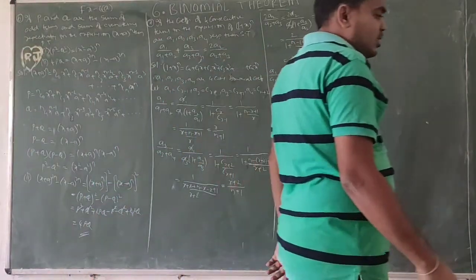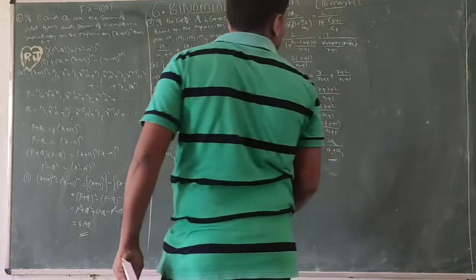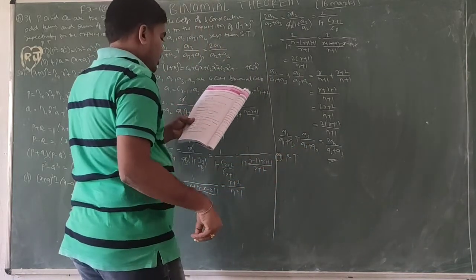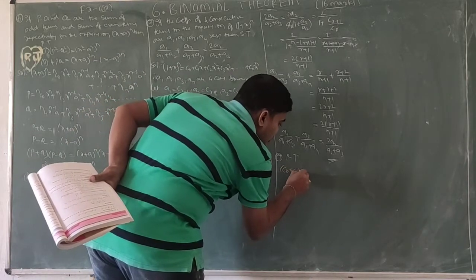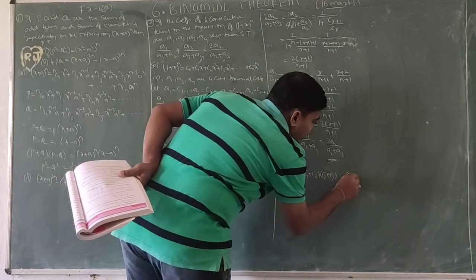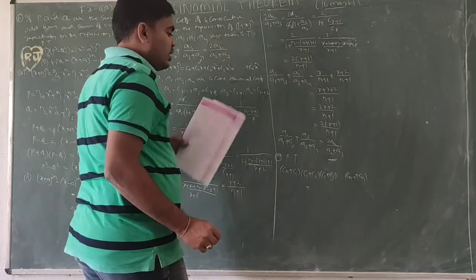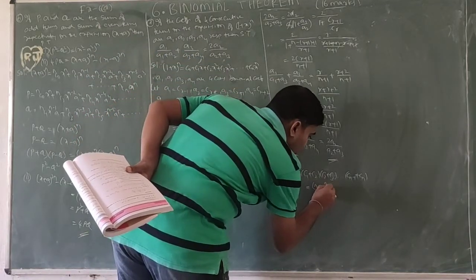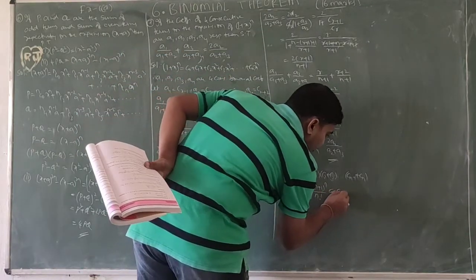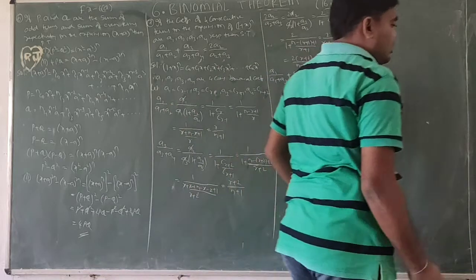Okay, next is problem 9th question. Prove that C0 plus C1, C1 plus C2, C2 plus C3, up to Cn minus 1 plus Cn equal to n plus 1 whole power n by n factorial, C0 C1 C2 up to so on Cn.